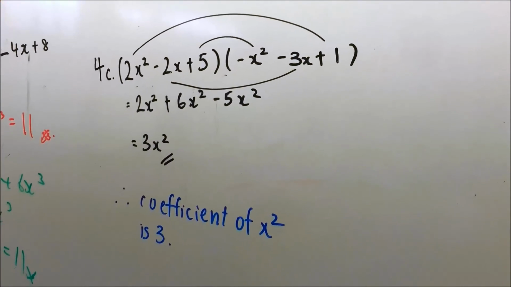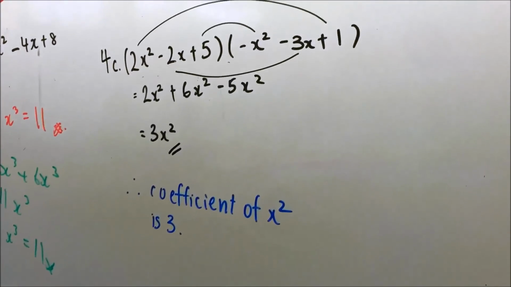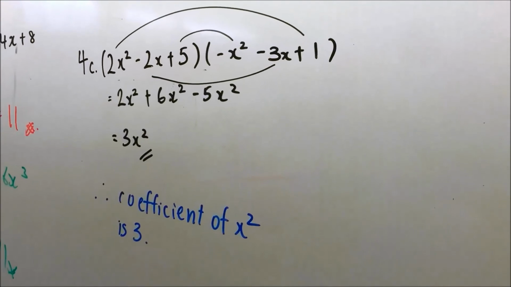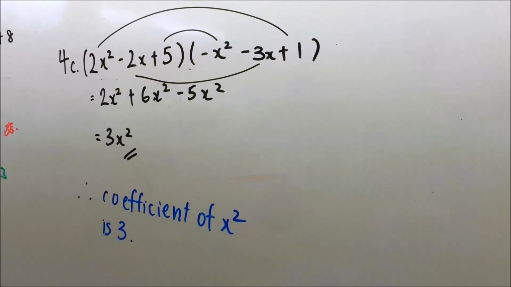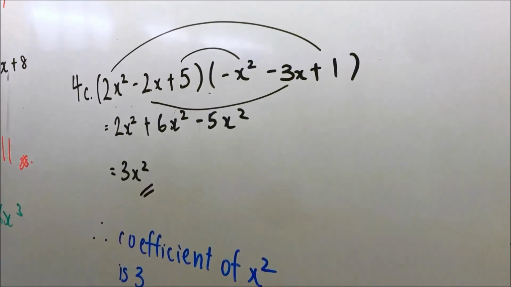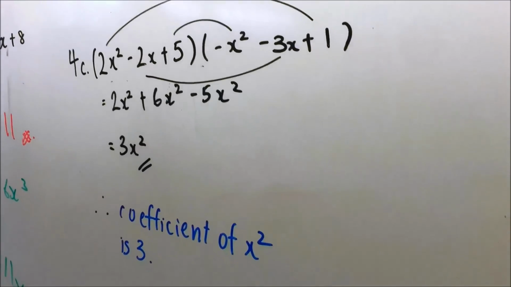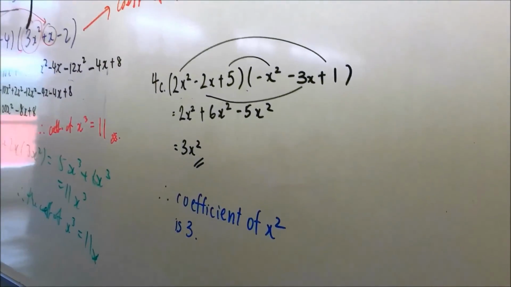Over here, if I want to zoom in only on the term that contains x squared, I want to find the coefficient of x squared. When I take 2x squared minus 2x plus 5, multiplied by negative x squared minus 3x plus 1, this is what they have. Theoretically, it looks beautiful, it looks perfect. But is it really perfect? What do you all think?